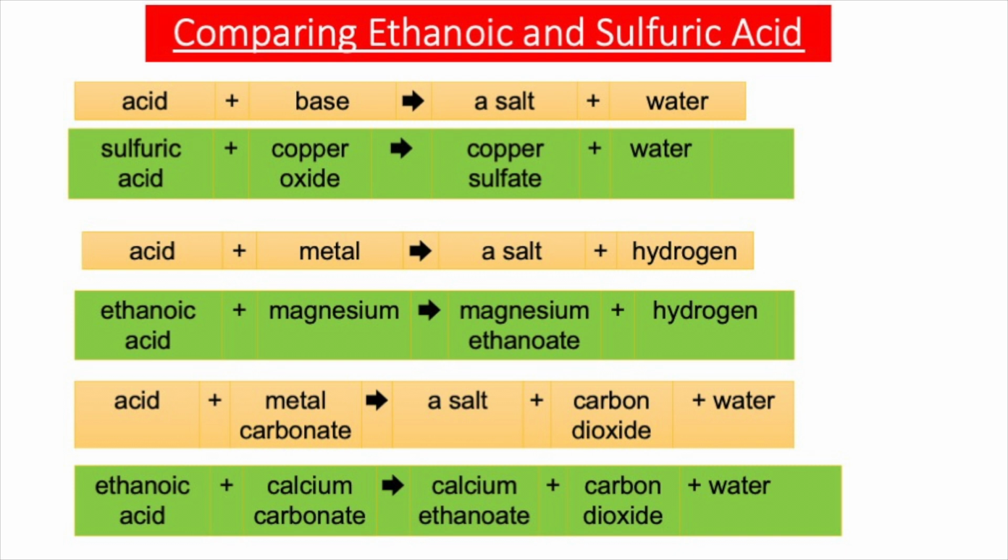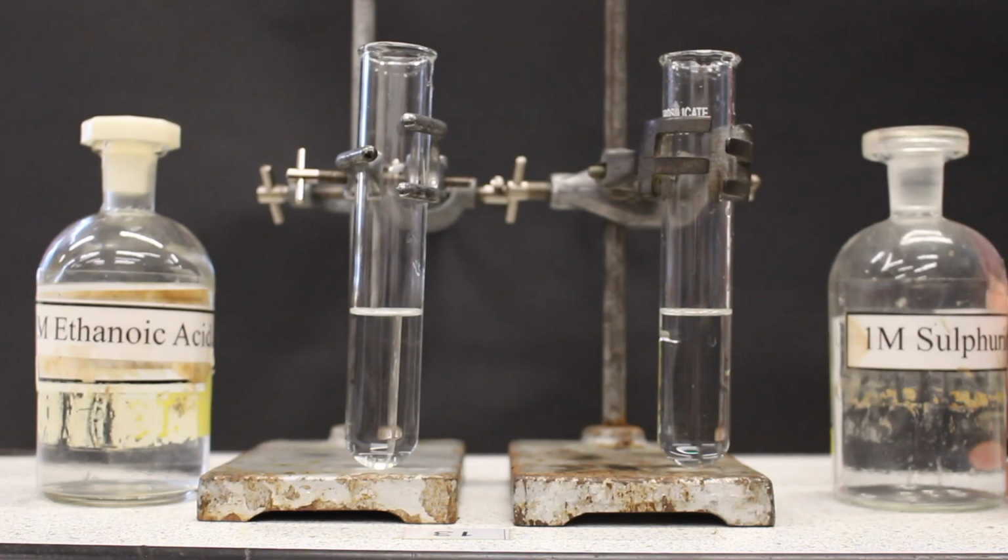Now, even though strong and weak acids have similar reactions to form salts, there are important differences. And what we're going to look at now is an experiment where we're going to add the same mass of magnesium to the same volume of both ethanoic acid and sulfuric acid.